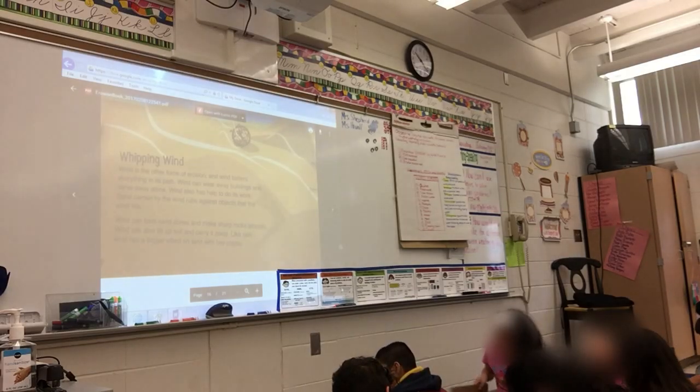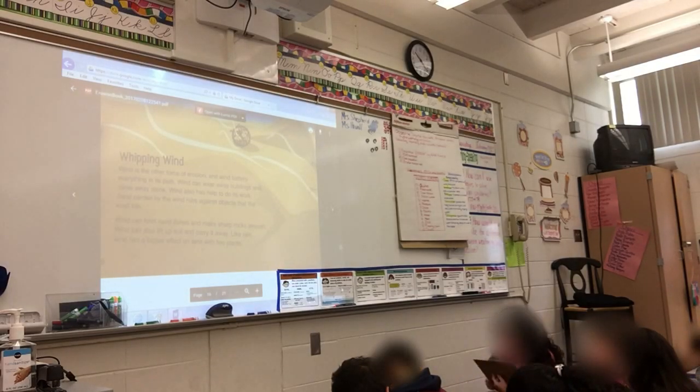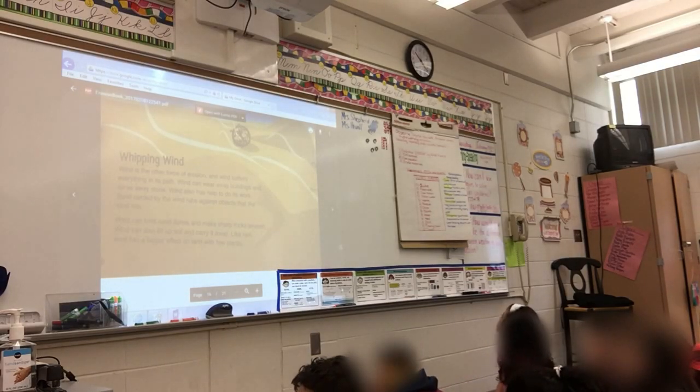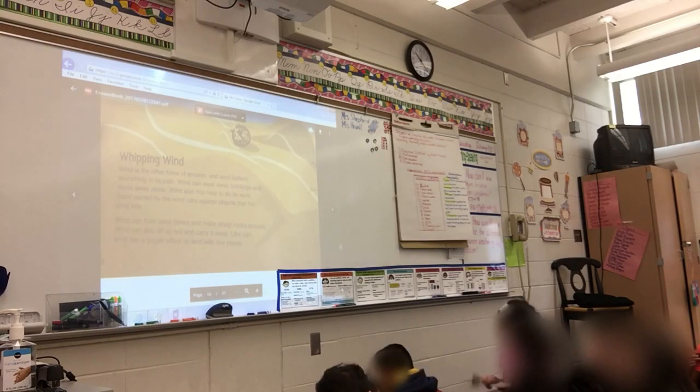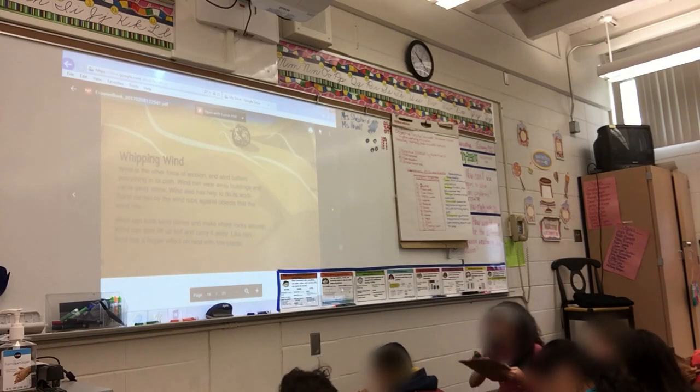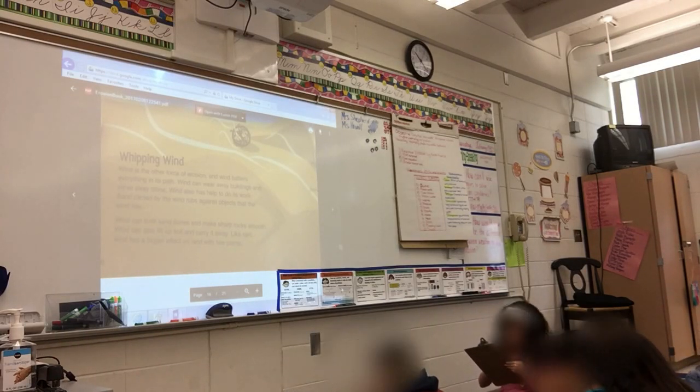Okay, so whipping wind erosion. Wind is the other force of erosion. That's what we worked on in our project, right? Wind batters everything in its path. Wind can wear away buildings and carve away stone.